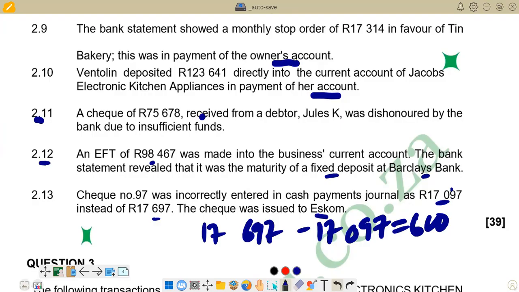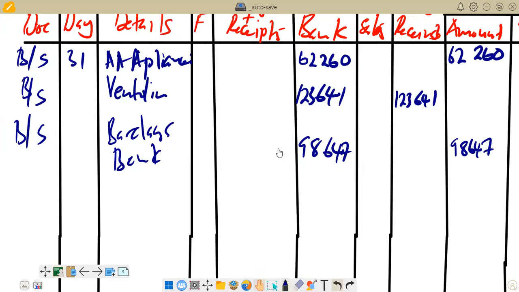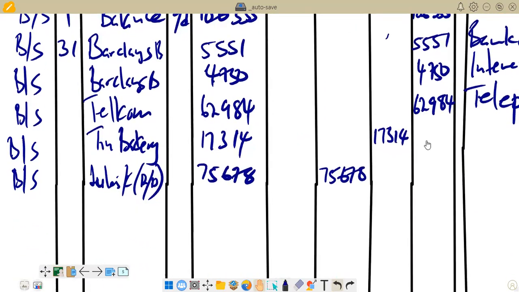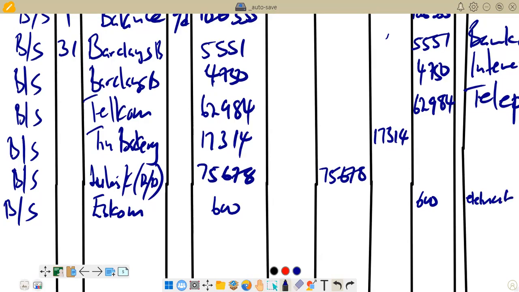So let's go there and see what we have. It's in the payment section. Remember, the payment section is just below there. This is the credit side representing the payments. So we are saying we have our BS there. Then here we are saying it's ESCOM. And then the amount that we have is 600. And we are going to put it again under the sundry account section. We have 600, and we are saying the description is electricity. So this is what we have.